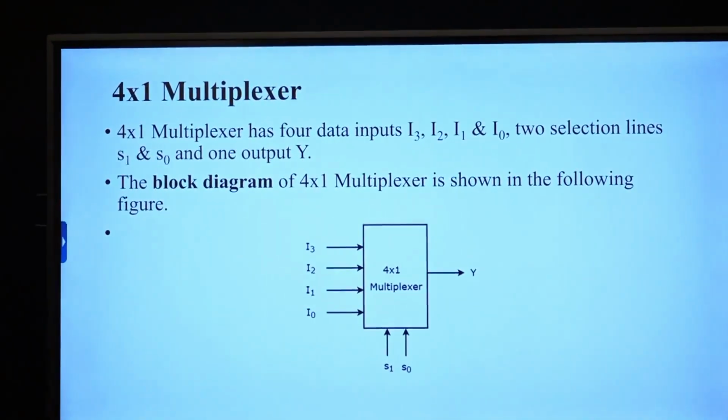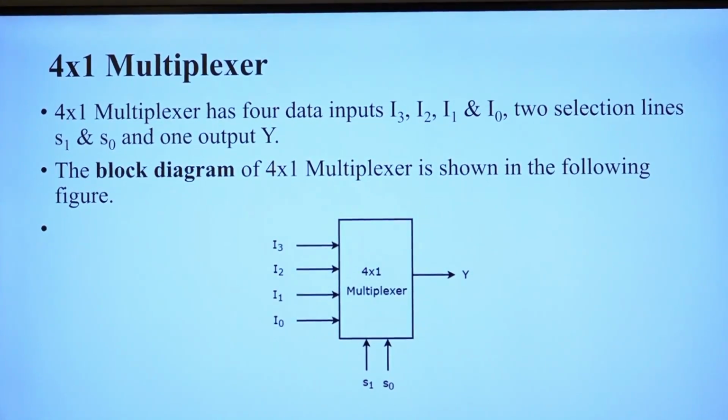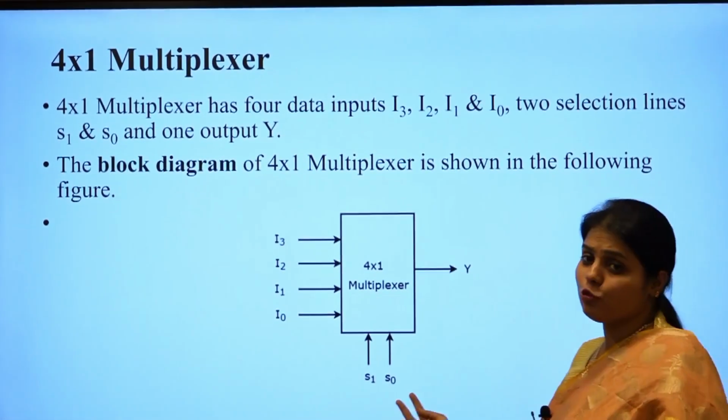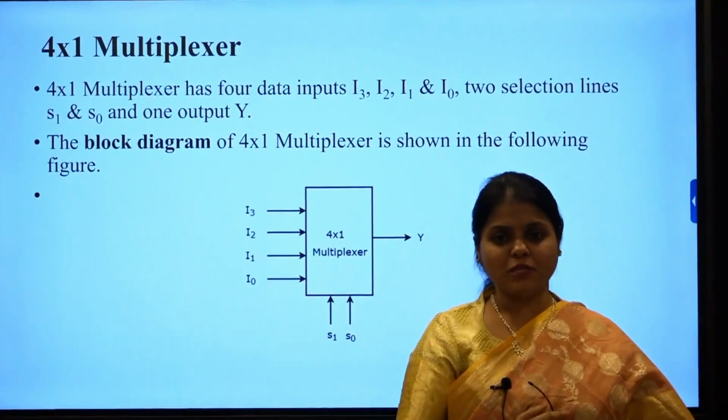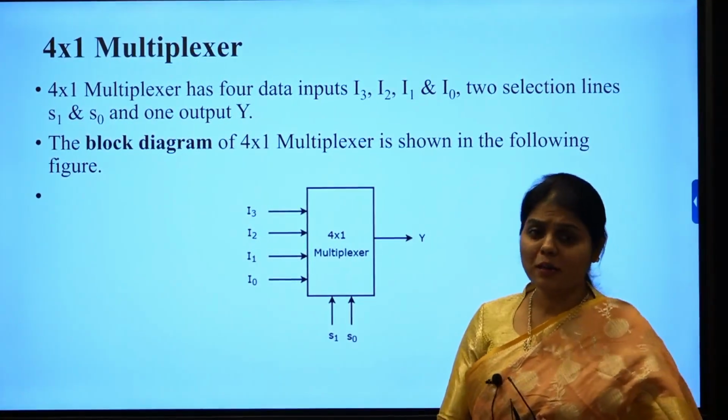Now let's look into the 4 by 1 multiplexer. When I talk about the 4 by 1 multiplexer, I'll have 2 selection inputs because 2 power 2 is 4 inputs. That is the reason we call it a 4 by 1 multiplexer.